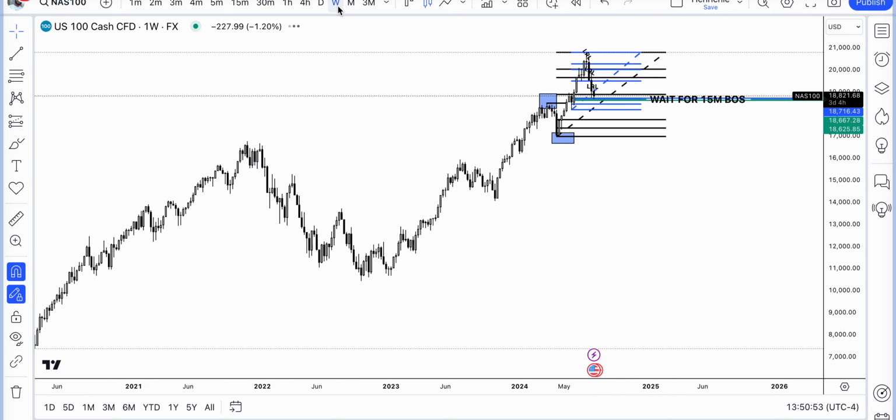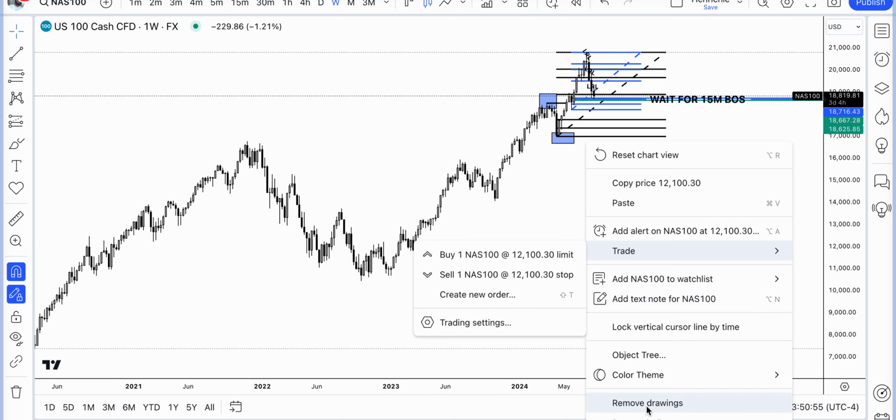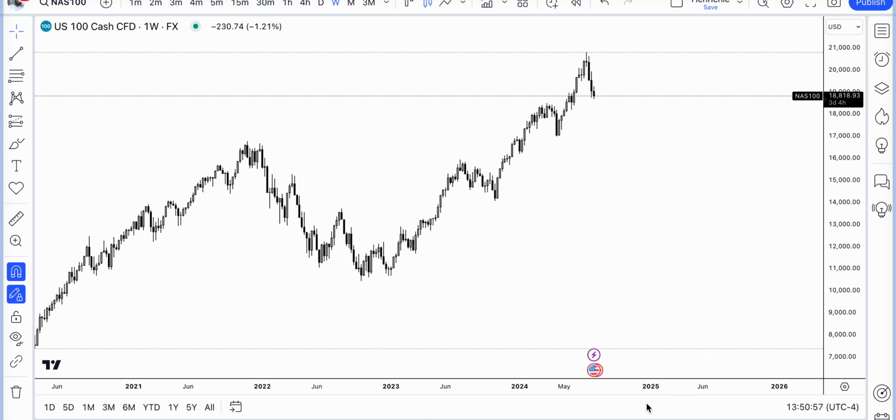We now start to scale down to the weekly time frame. On the weekly time frame, I'm absolutely bullish. I don't have even a single amount of bearishness in me for US 100. Now, this doesn't mean that you should jump into the chart and start buying USNASS 100.